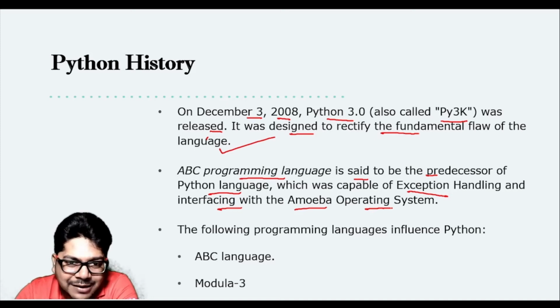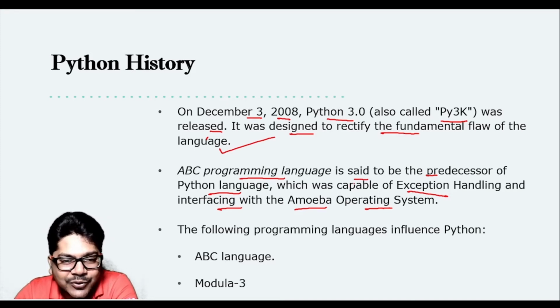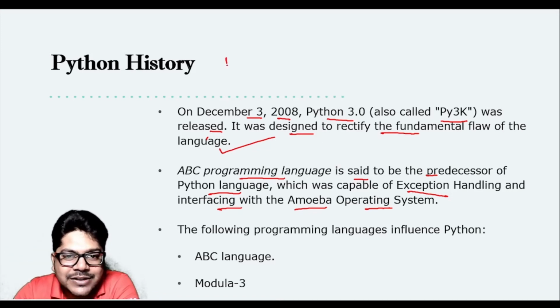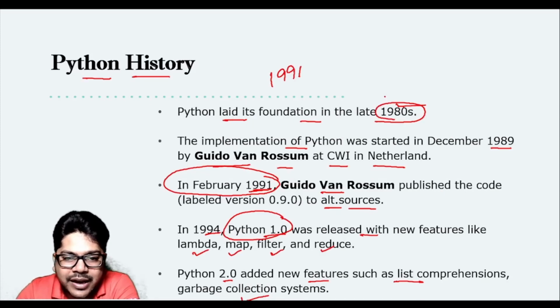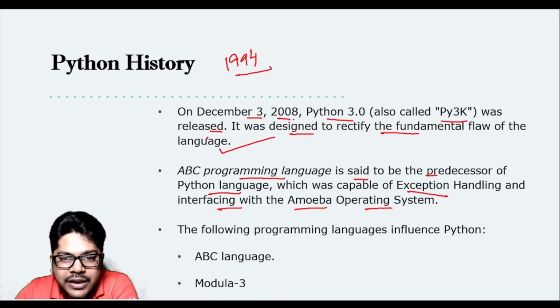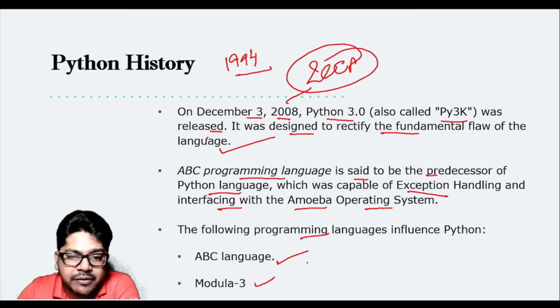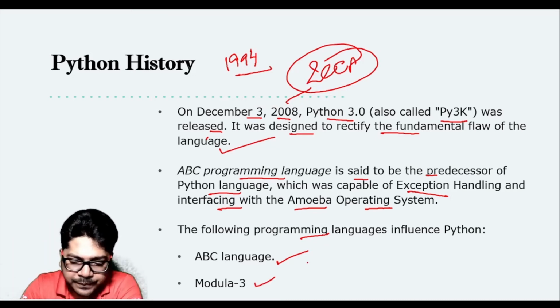You do not have to know that much in detail, but I'm just trying to give you everything which I could gather, so that you have enough idea about it. So now you know when the first version came, in the year 1994. Then Python 2.0 added new features. We did not specify the date here, but Python 3.0 came in the year 2008. The programming languages that influenced Python are the ABC language and Modula-3. These are the two languages which influenced Python a lot.